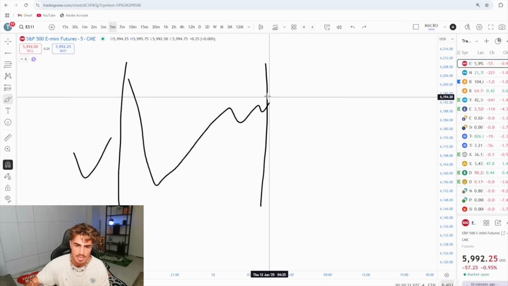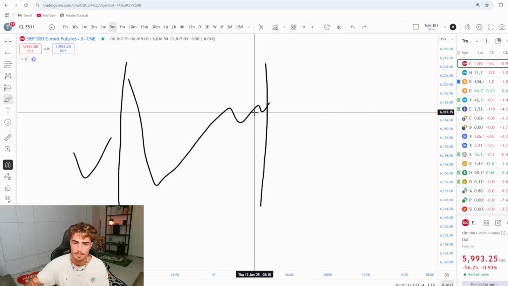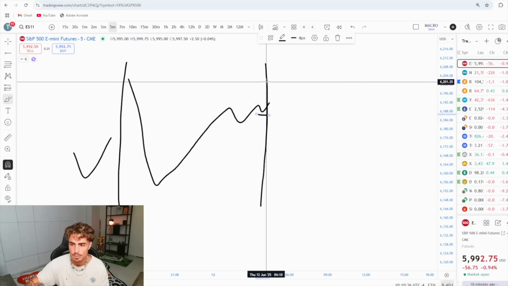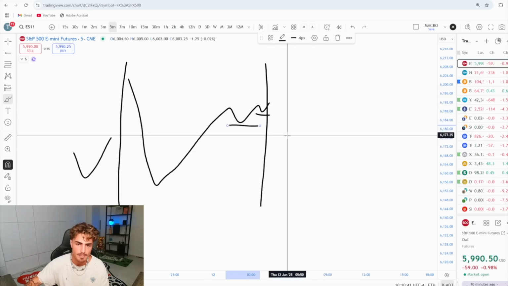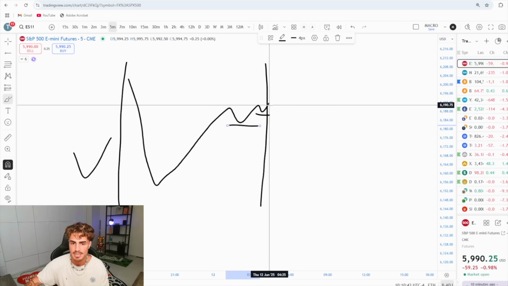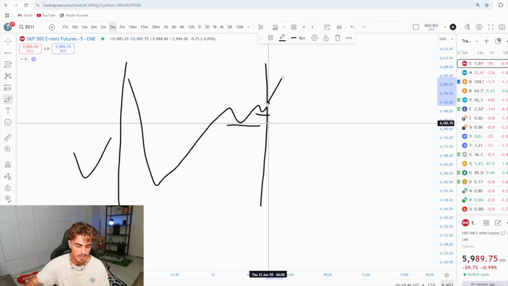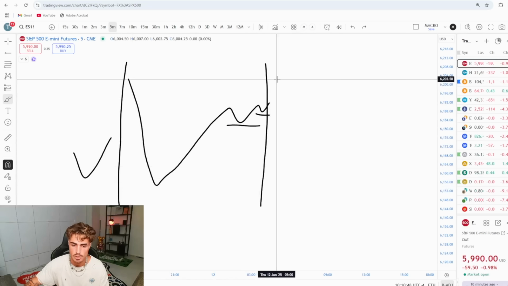It has to manipulate the previous session in some way, shape, or form. So what do I do when we're in a continuation setting? Going into a new session, I'm marking out 5-minute lows, or I'm marking out 5-minute highs that we could potentially sweep. So in this case, we see manipulation, reversal to the upside.